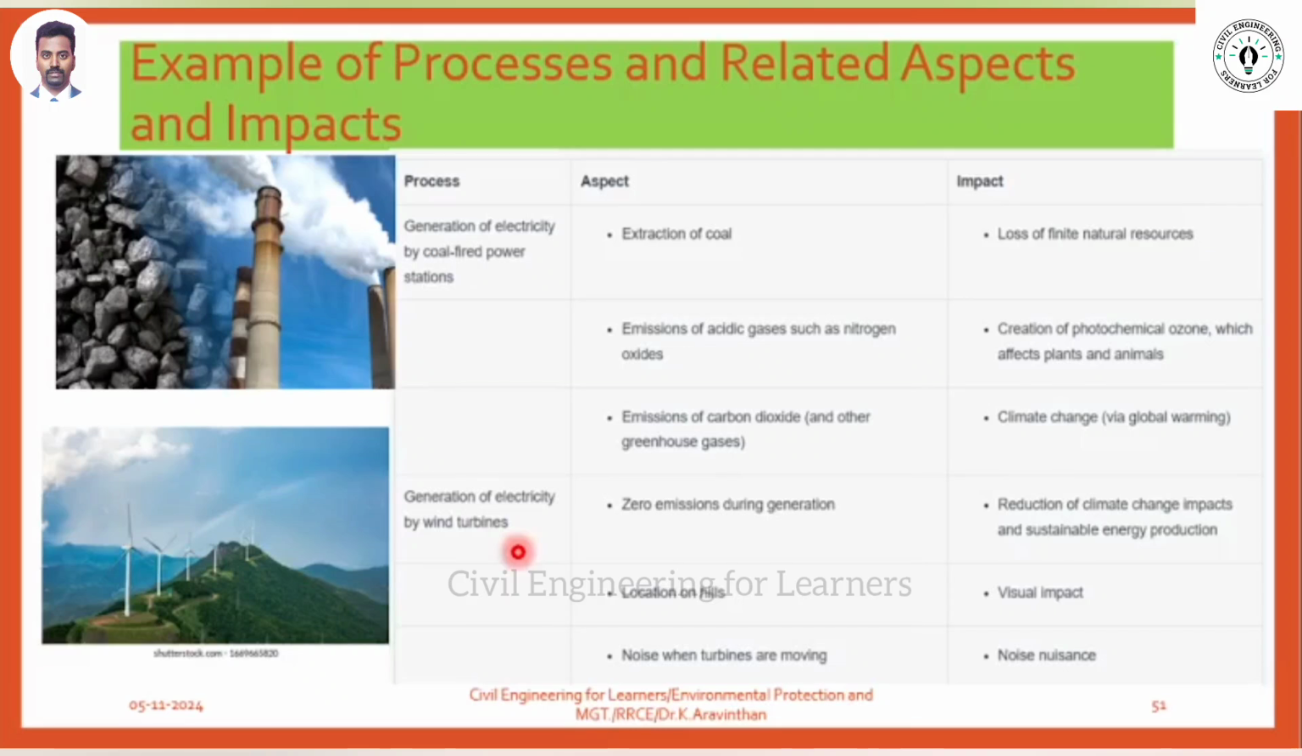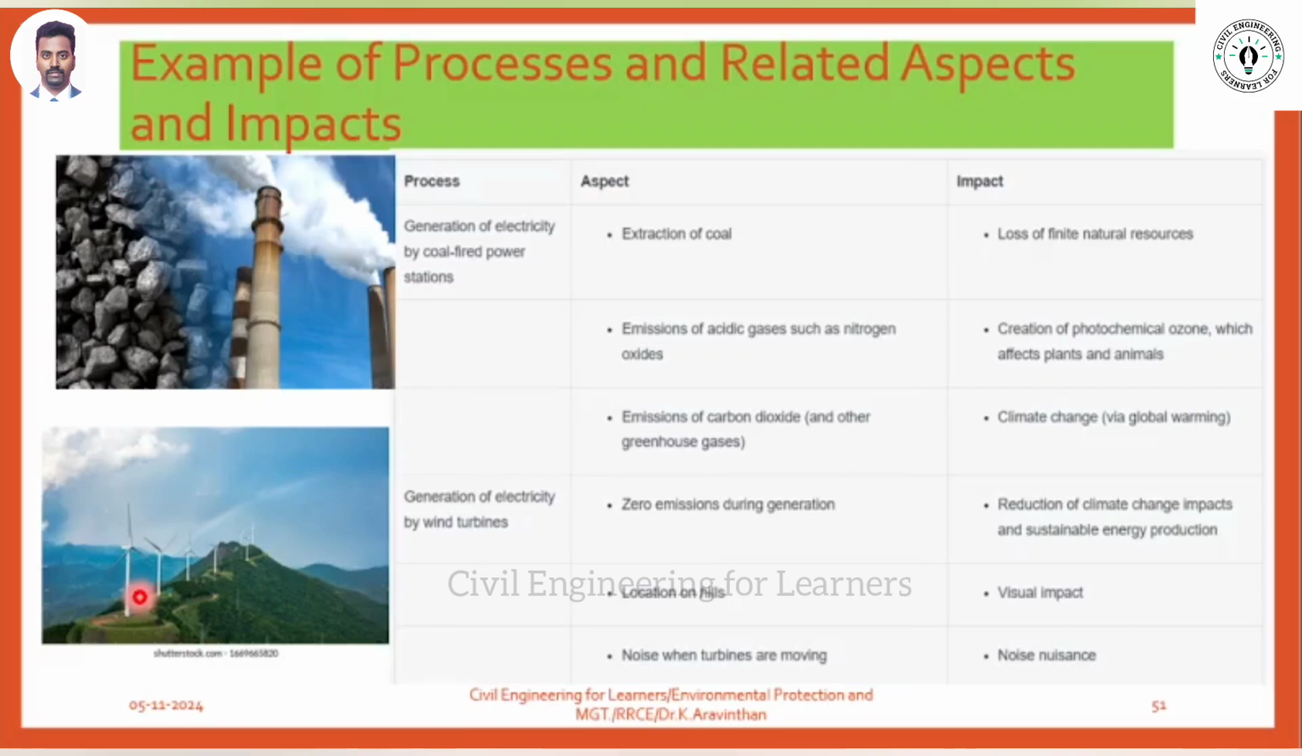Second one is generation of electricity by wind turbines. Wind turbines can be a renewable source of energy, but if you place wind turbines nearby the sea, it will not harm the environment. The noise pollution will not harm the people. So this has to be taken as a priority. Windmills can also be installed in the hills. Which is the best place to install windmills? Either hills or nearby sea.